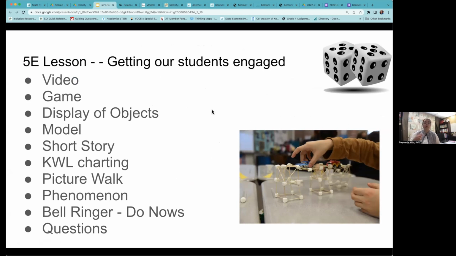So back in my day, I'm old, we called them bell ringers. Now they're starting to call some of them, these are your do nows, and it gets them started with an activity that they're going to work on. And it can also just be a question about a model they've got in front of them. Great ways to engage your kids.